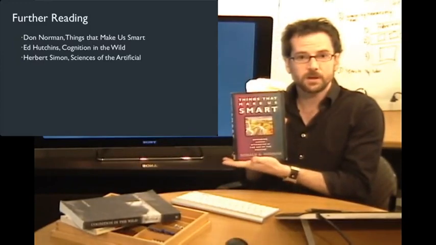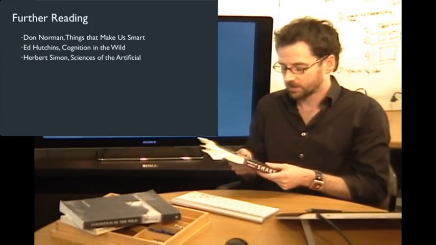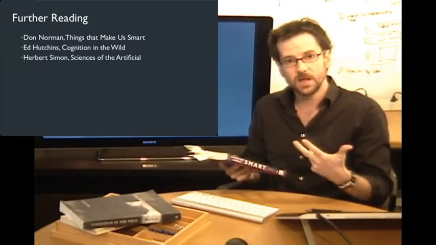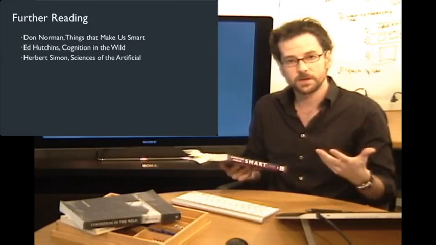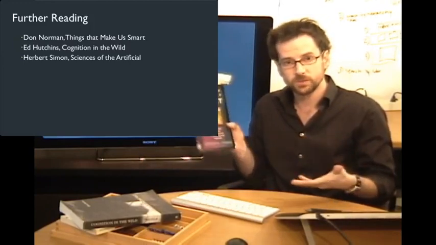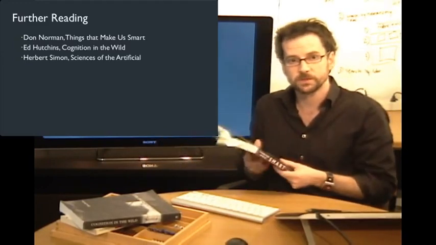And the last one we have here is Don Norman's book Things That Make Us Smart, which is a great book about a lot of the cognitive science research in distributed cognition and the role of representations in cognition, and is one of the sources of several of these examples in these lectures, as with these other books too.